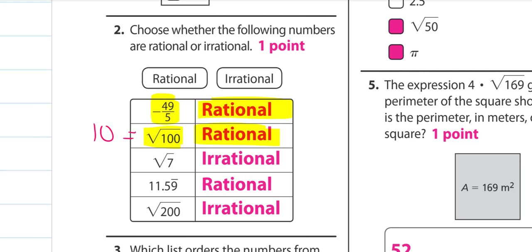Then we have a repeating decimal here, 11.0.59. Repeating decimals are rational numbers, and the square root of 200 is irrational. It is again a non-perfect square.